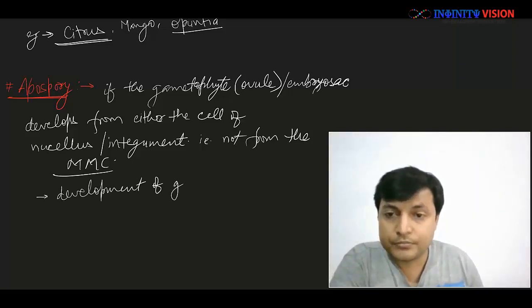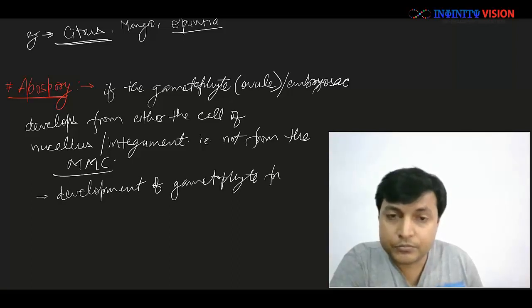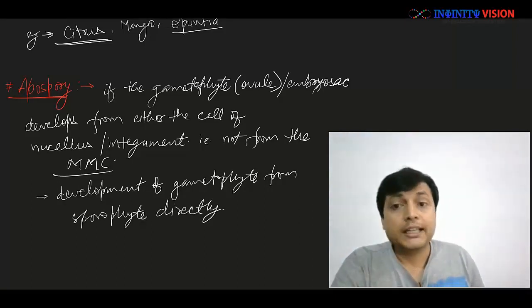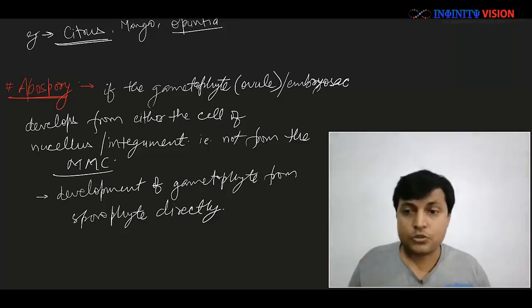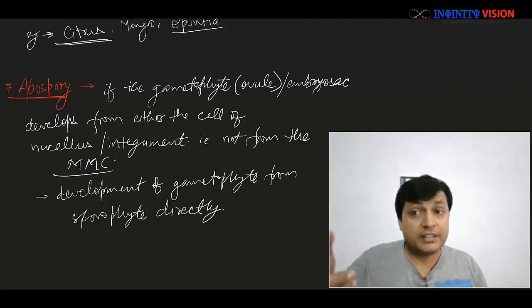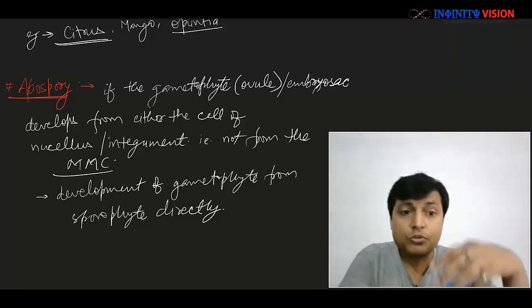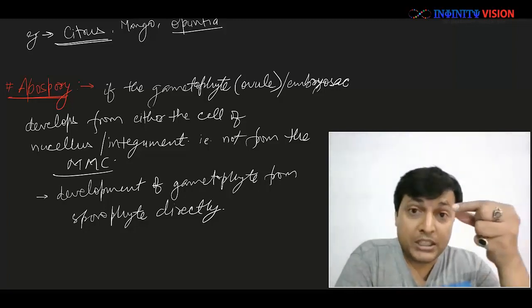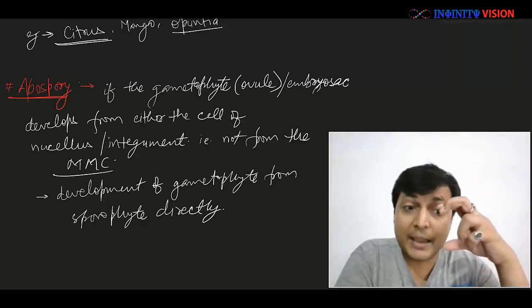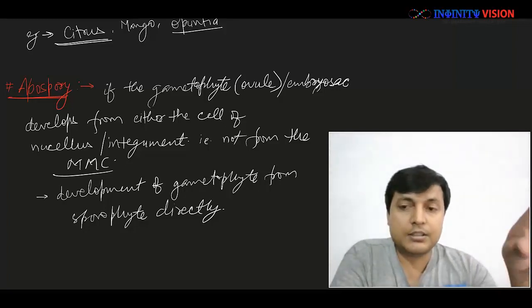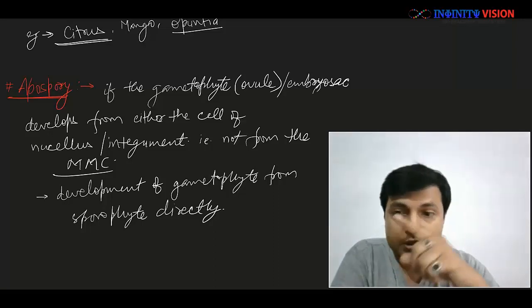Or we can say the development of gametophyte from sporophyte directly. In such cases the gametophyte will be 2n, it will be diploid. Now apospory and adventive embryony may look similar to you, but there is a difference. In case of adventive embryony, only the embryo is developed from nucellus or the integument, but in case of apospory, the entire embryo sac develops from any cell other than megaspore mother cell.